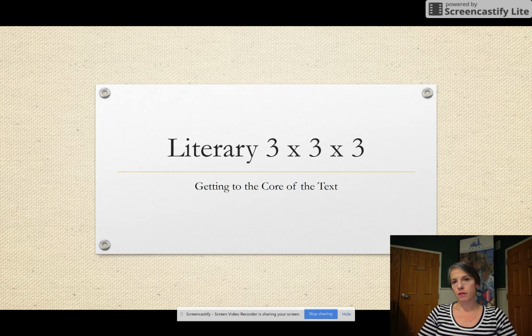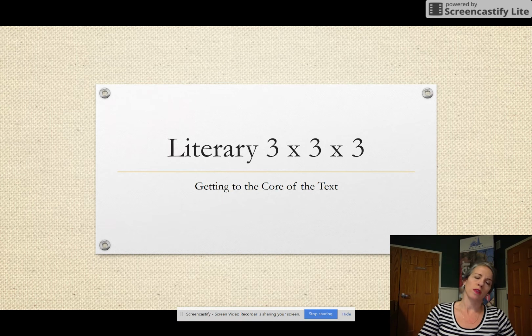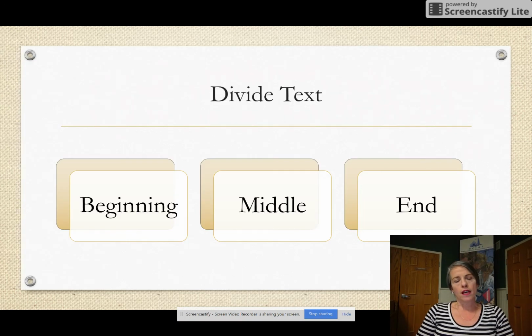A literary 3 by 3 by 3 is a way of helping your students move beyond the plot and to really understand theme. And I always found that my students struggled with theme, and I hope I'm not alone in that. I mean, I don't hope that your kids struggle with theme, but I'd like to think that I'm not the only person who's had trouble getting my kids to embrace it.